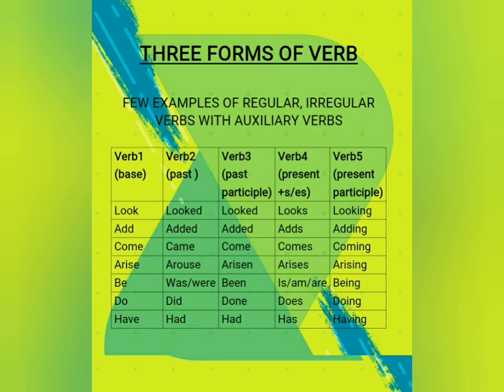Let's see the example of auxiliary verbs now. How we'll change auxiliary verbs in the different forms. We have be, was, were in past form, been in past participle, is, am, are in present that is verb 4, and being in present participle that is verb 5. Next, do, did, done, does, doing. Last one is have, had, has in verb 4 only, and in verb 5 we will use having, that is our continuous form.